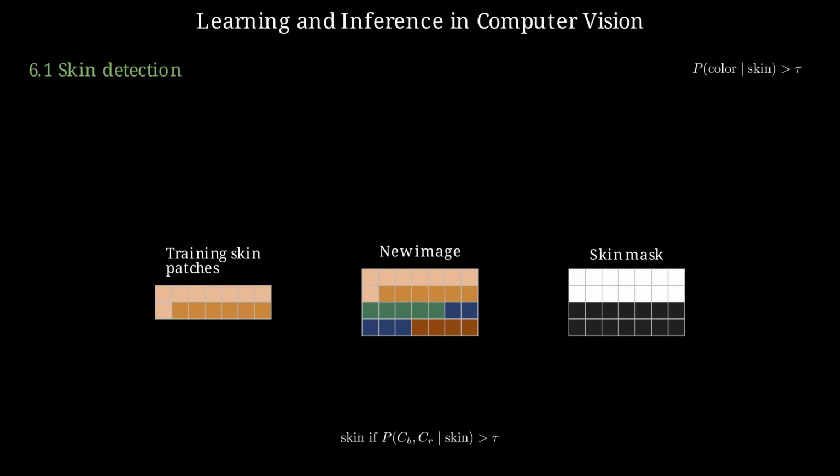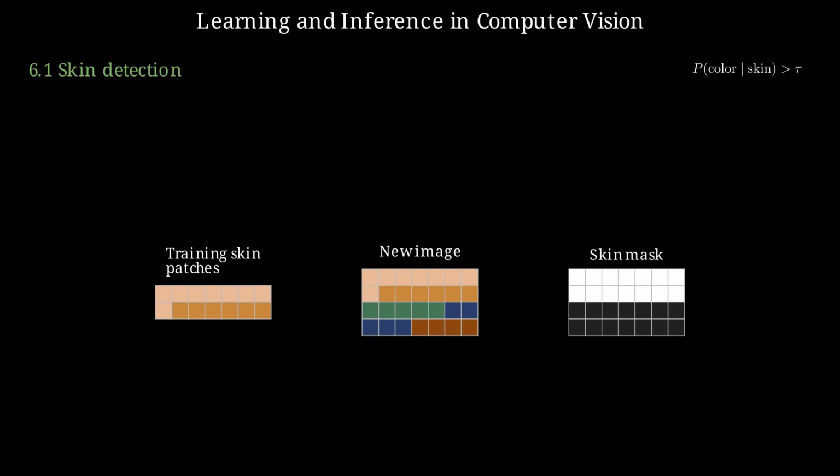The generative Gaussian in two-dimensional chrominance is cheap to evaluate per pixel, millions of pixels per second on a CPU. Morphological post-processing cleans isolated false positives. Connected component analysis extracts hand and face blobs for downstream trackers.